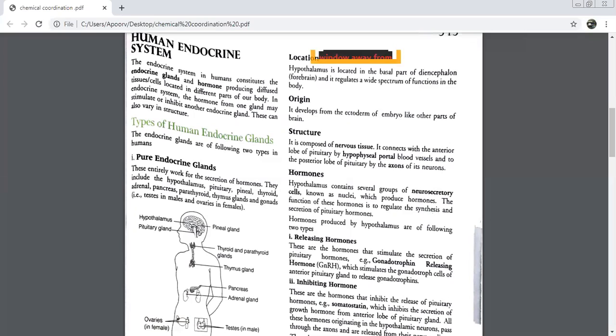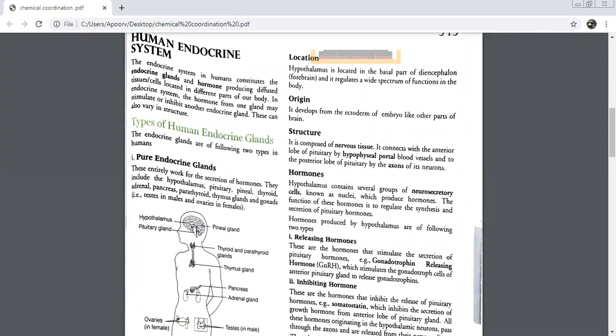Anyone? Because they have a spinal cord. Okay. So the number of hormones produced will be less or more? More. So the endocrine system will be well developed or less developed? Well developed, very well developed. Very good children. Very good response.